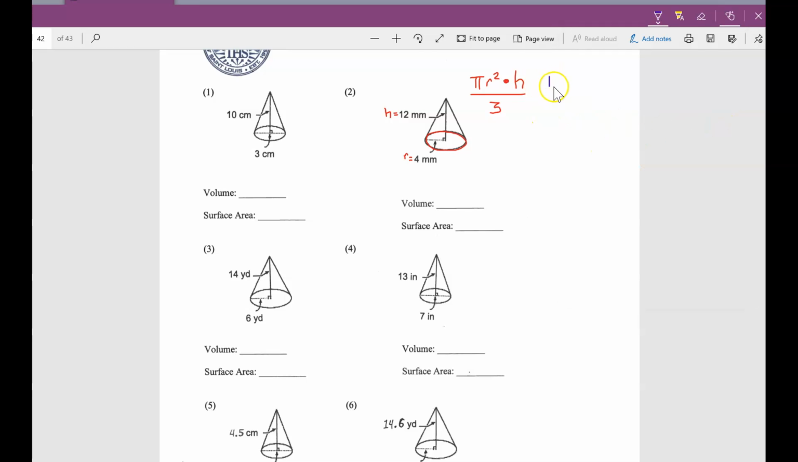So pi times our radius squared. What's our radius here? It's 4, so we're going to put down 4 squared. And we have to multiply that by the height. Our height is 12, so multiply that by 12. All right, what is that going to equal?